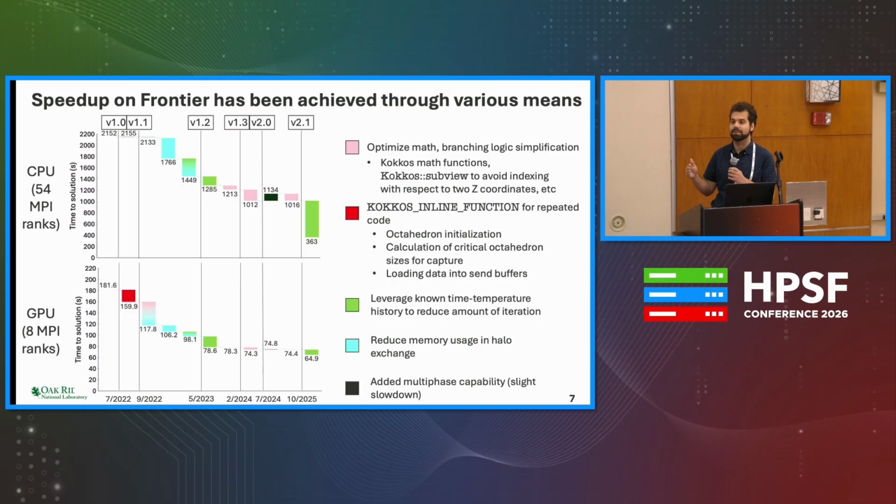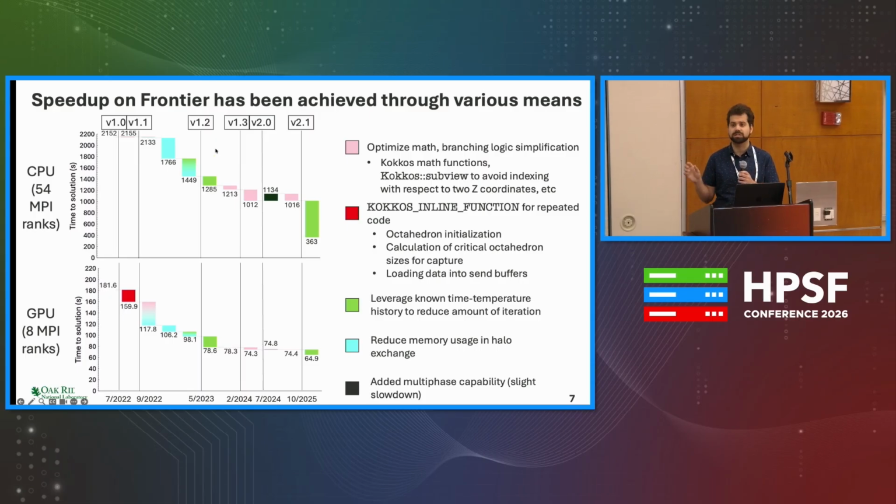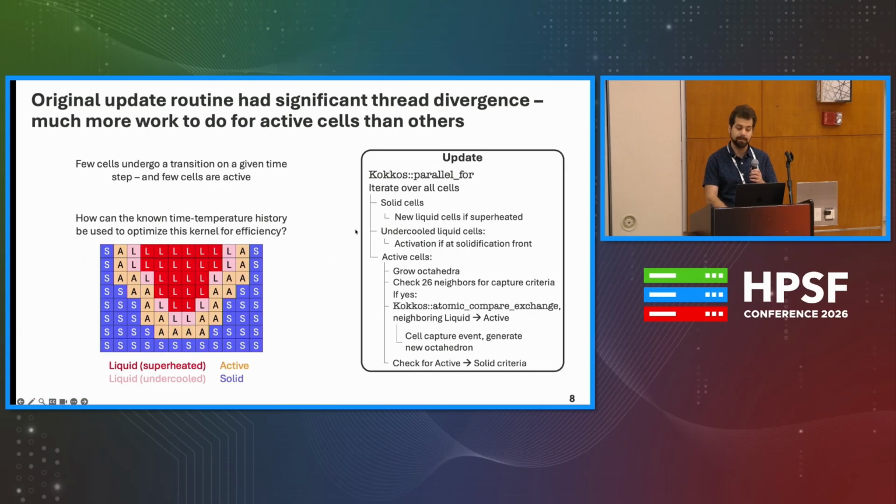So we know what transitions are possible for a given cell on a given time step before we get to that time step. The halo exchange, the MPI communication, ended up being a significant bottleneck, and trying to improve that helped us. And then there's one thing that actually slowed us down: adding a new capability, where we ended up clawing that performance back on both CPU and GPU.